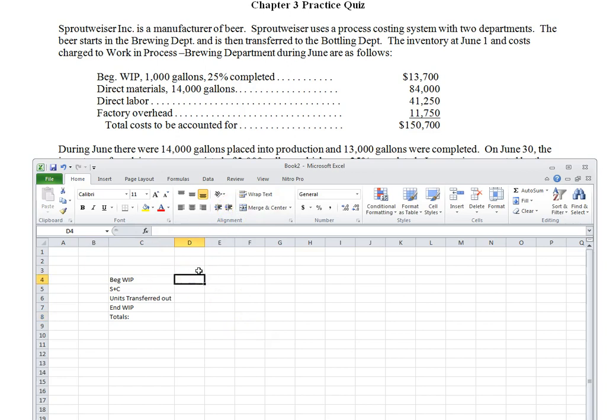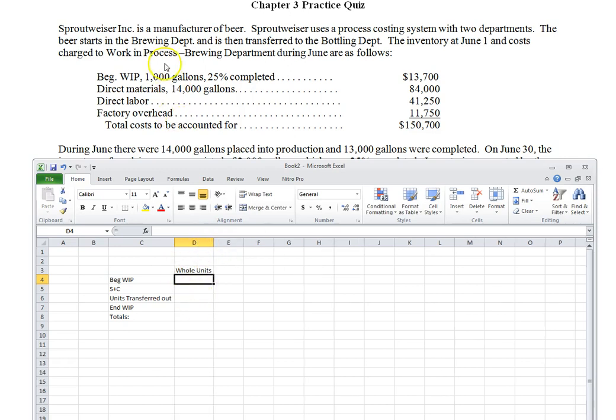Alright, beginning work in process. Right now we're just going to do whole units. We can find the beginning work in process is right here, the 1000.